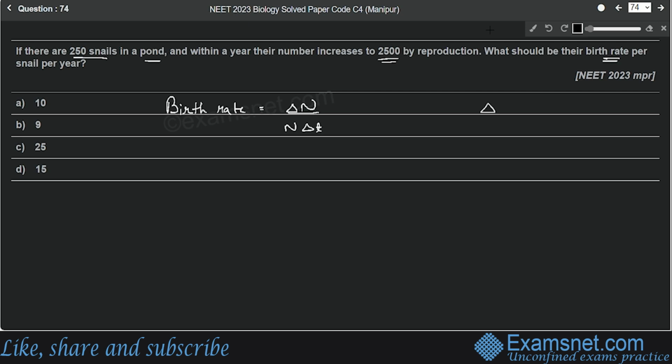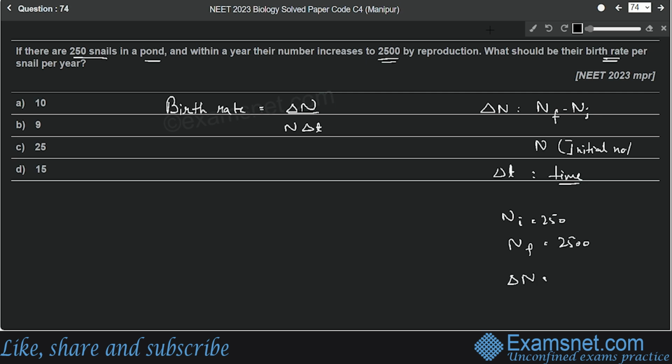So what is delta N here? This is final number minus initial number. Okay, N is the initial number. And delta t means time change, the total time taken here. Okay, so initially there were 250 snails. So N initial is 250 and N final is 2500. So what will be delta N?